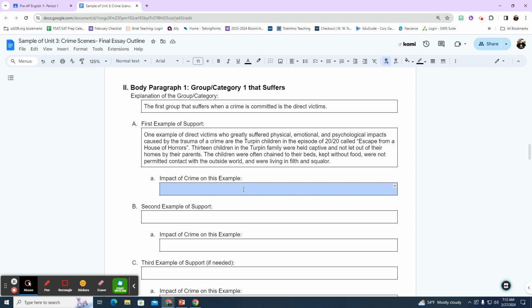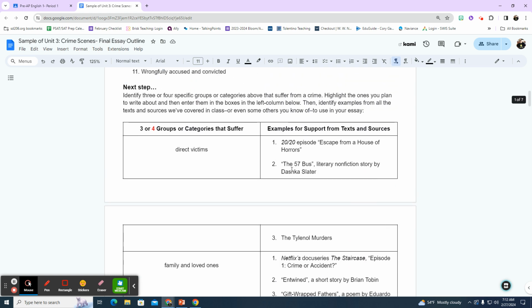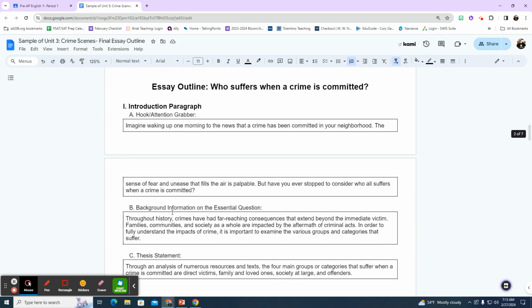All right, if you're back, then I'm assuming that you have your box A and your impact box also completed as well, which means you're now ready to move on to your second example. So I'm going to scroll back up here. I'm going to look. The second example I want to talk about is The 57 Bus by Dashka Slater. So I can come back right down here.